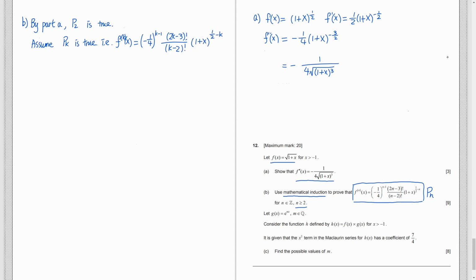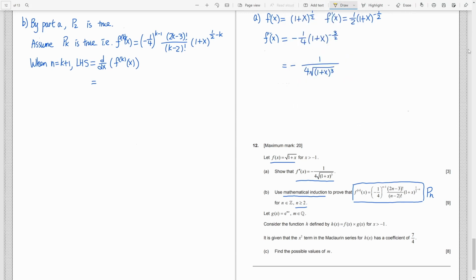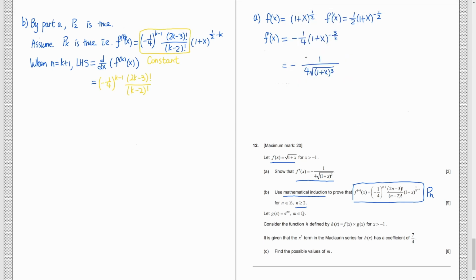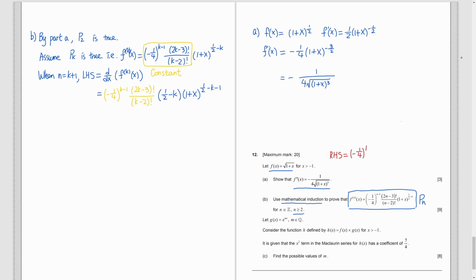Now, we start from the left-hand side of the statement for n equals k plus 1. That is equivalent to finding the derivative of the upper expression of f_k(x). As this part is constant, we just need to copy and differentiate the latter part. By power rule, we get this. Then, we try to see our target by considering the right-hand side as well. So, after simplification, we get the expression of our target.